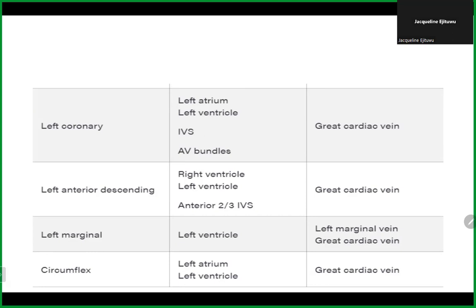The left circumflex supplies the anterior lateral wall of the LV and the left atrium. And they are also drained by the great cardiac vein, all of which eventually drain into the coronary sinus and the right atrium.